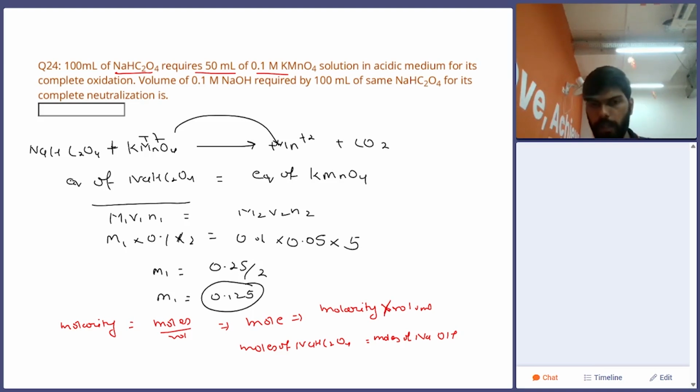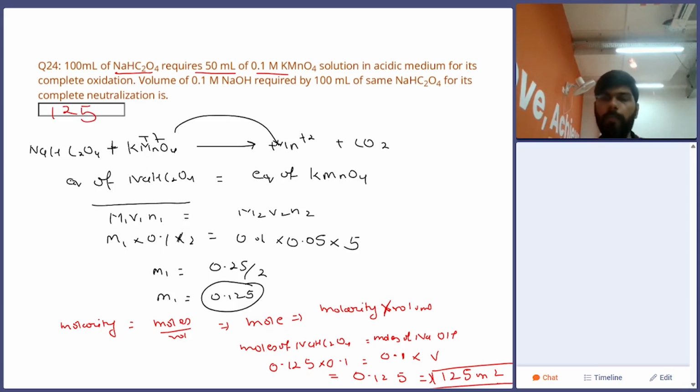So that is molarity into volume. Molarity of NaHC2O4 we got as 0.125, and the volume we already take as 0.1. Now the volume of NaOH you don't know; moles of NaOH is molarity into volume, and the molarity of NaOH is given as 0.1, into the volume. So when we solve, that is 0.125, and finally in terms of milliliters it will become 125 ml, which is the right answer. So the answer is 125. Okay, is this question clear, class?